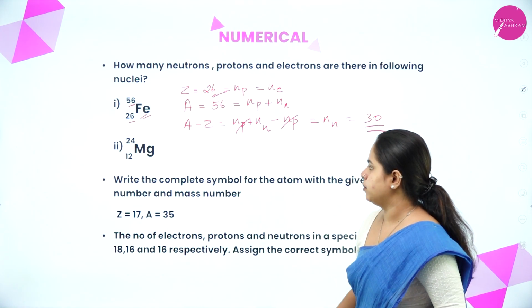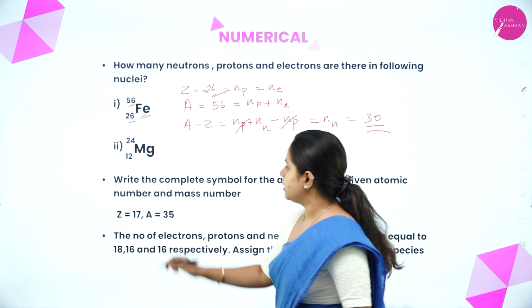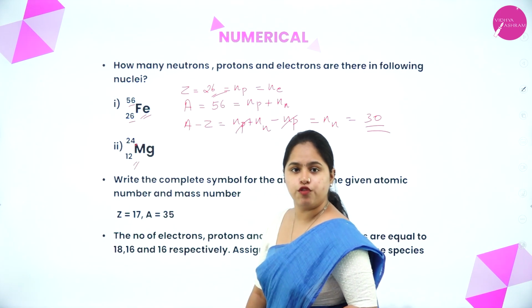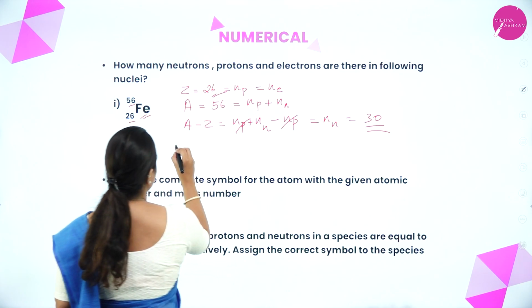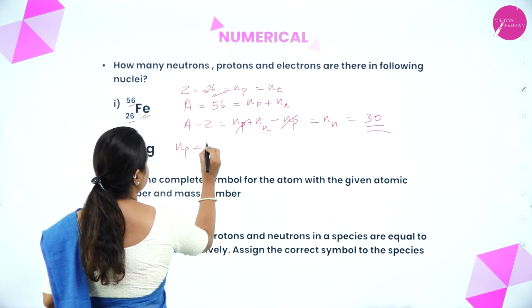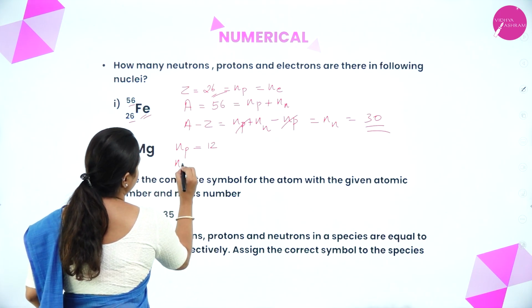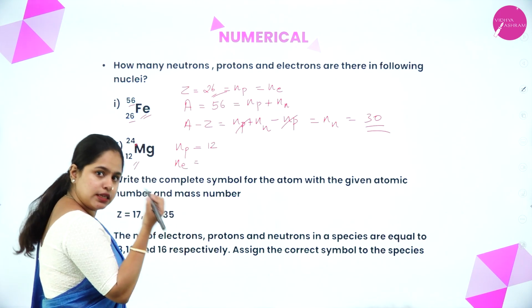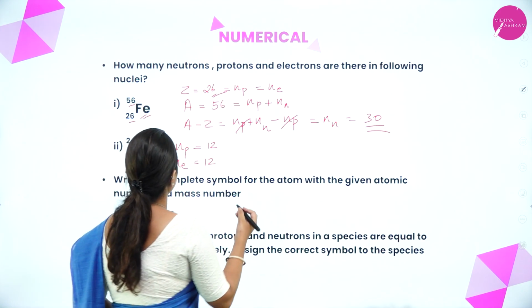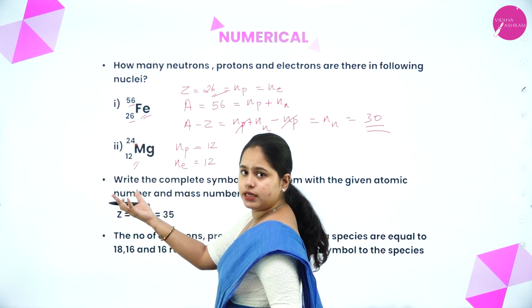Right? So the next element, which is given, magnesium, atomic number is 12 and mass number is given as 24. So what will be your number of protons? It is equal to your atomic number, so that will be equal to 12. And what will be your number of electrons? It is the atomic number itself because it is an electrically neutral atom that is given here.